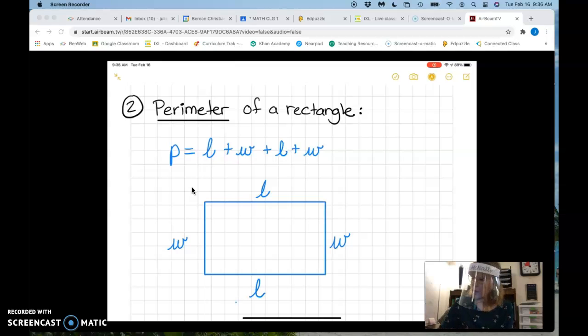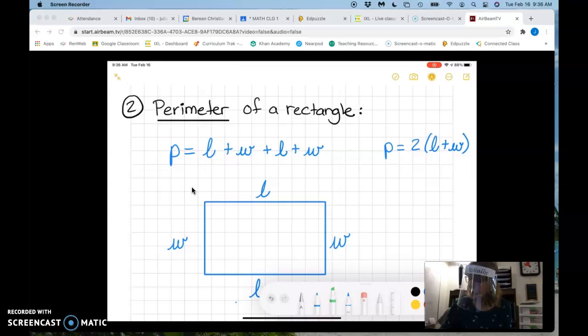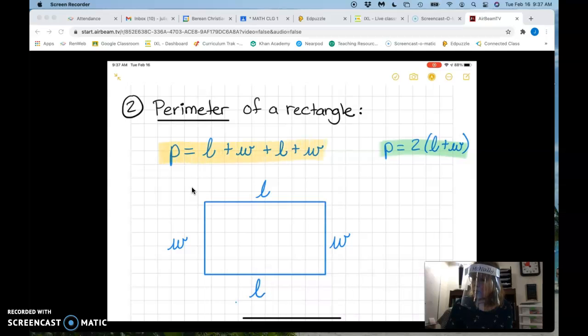And sometimes you'll see this formula written like this: P equals 2 times the length plus the width, because we have 2 lengths and we have 2 widths. So we could just add 1 length and 1 width together and then multiply them by 2, and that will give us a perimeter. So that formula is a little bit simpler if it makes sense to you. I always actually preferred this one because it just made more sense to me. So whichever one you like best.